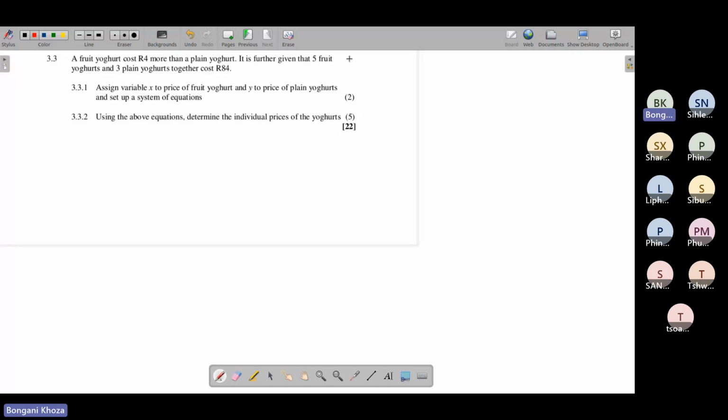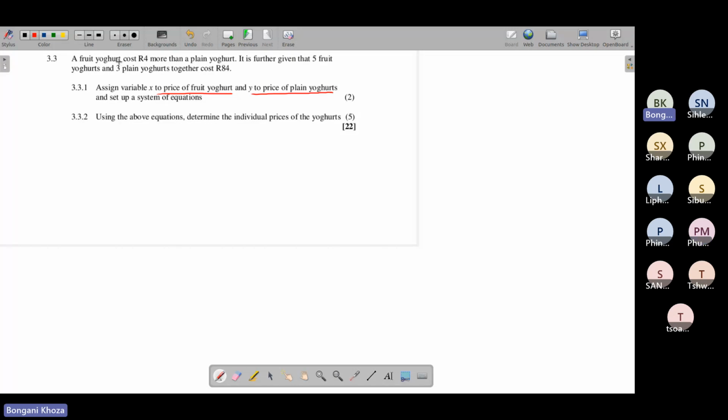It is further given that 5 fruit yogurts and 3 plain yogurts together cost 84 rand. So here we are told to assign x to be the price of the fruit yogurt and y to be the price of the plain yogurt to set up a system of equations. So this is a simultaneous equation.